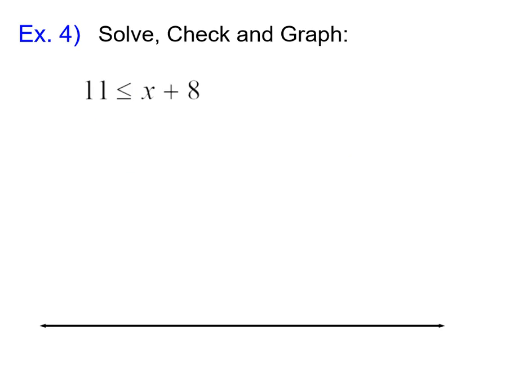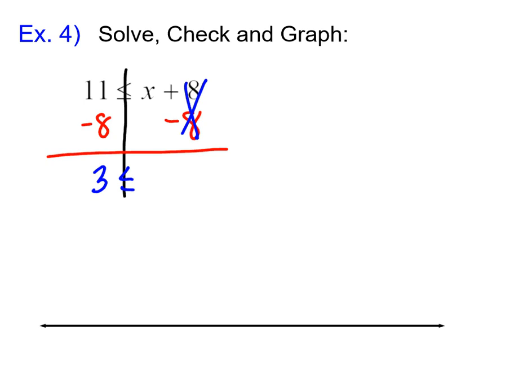Last one, looking at adding and subtracting. We split our sides. We take a look. We have 11 is less than or equal to x plus 8. We're going to subtract 8 from both sides. Once we do that, our 0 pairs go away here. 11 take away 8 is 3. Less than or equal to, we just bring it down because we're adding and subtracting. We have an x.